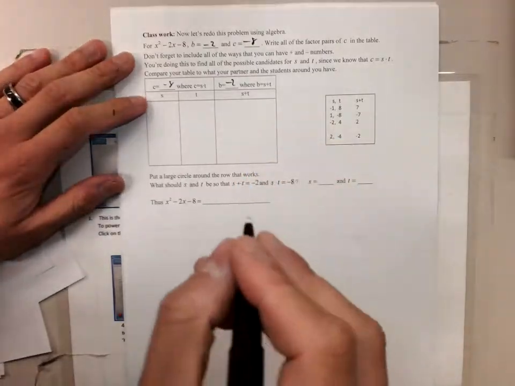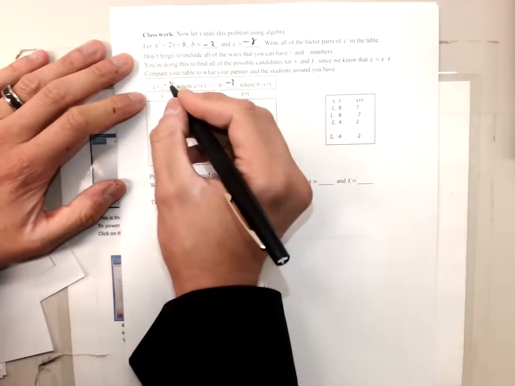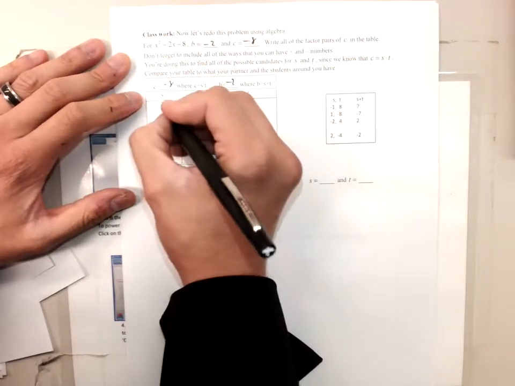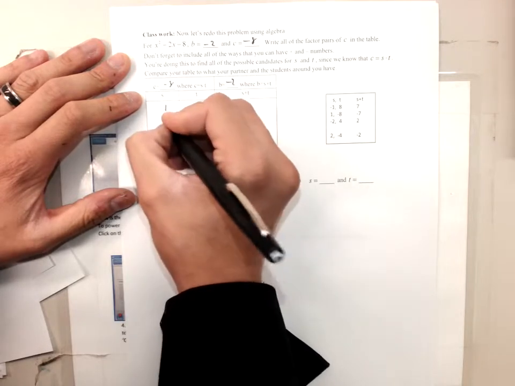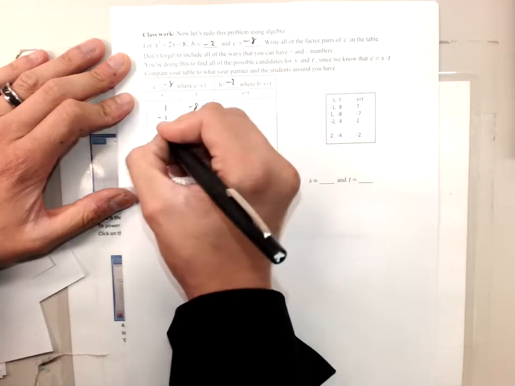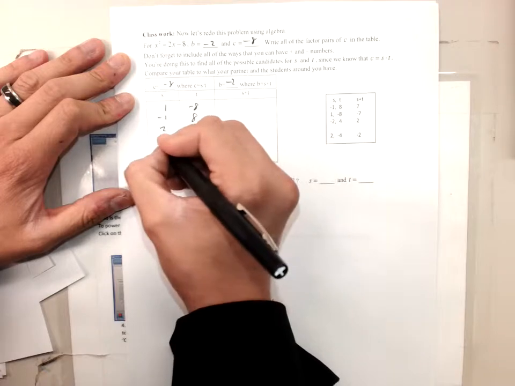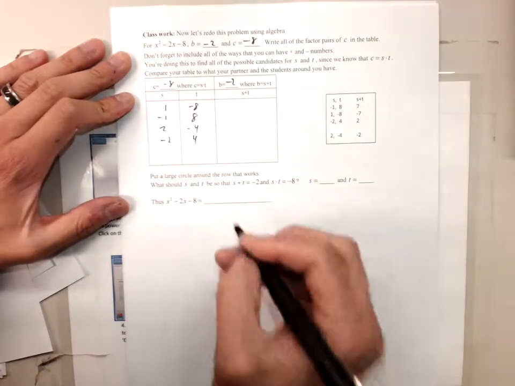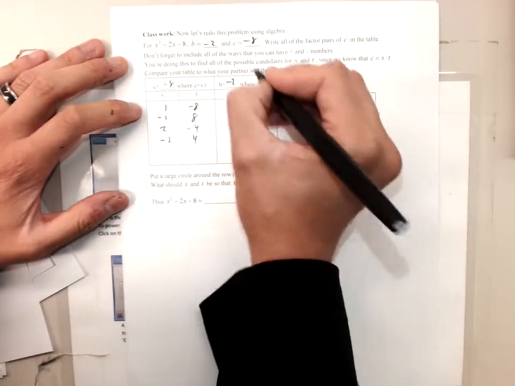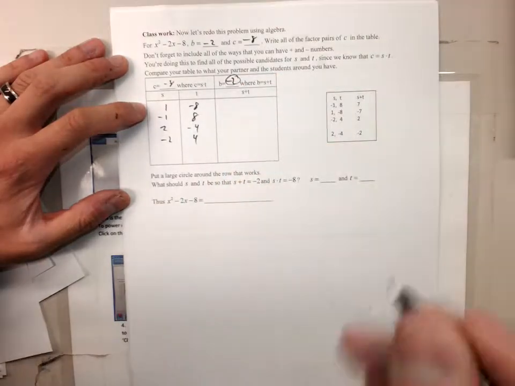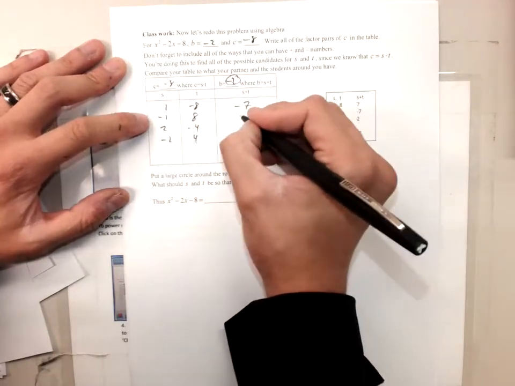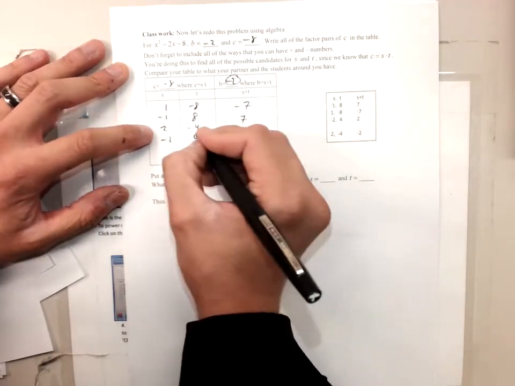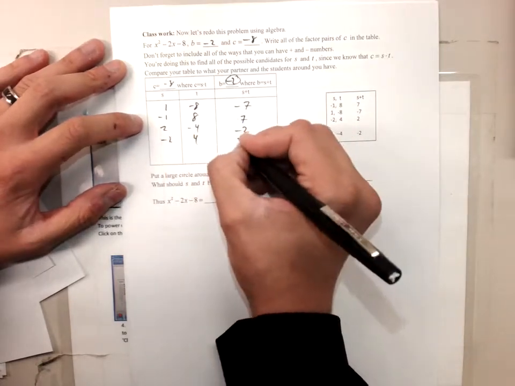So let's find S and T. So what multiplies to -8? We talked about it. 1 times -8, -1 times 8, 2 times -4, -2 times 4. And I want them to add to -2. Well, this adds to -7. That adds to 7. This adds to -2, and that one adds to 2.